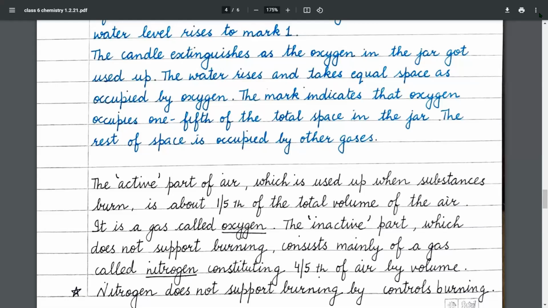The active part of air, which is used up when substances burn, is about 1/5 of the total volume of the air. It is a gas called oxygen. The inactive part, which does not support burning, consists mainly of a gas called nitrogen, constituting 4/5 of the air by volume. Nitrogen does not support burning but controls burning.